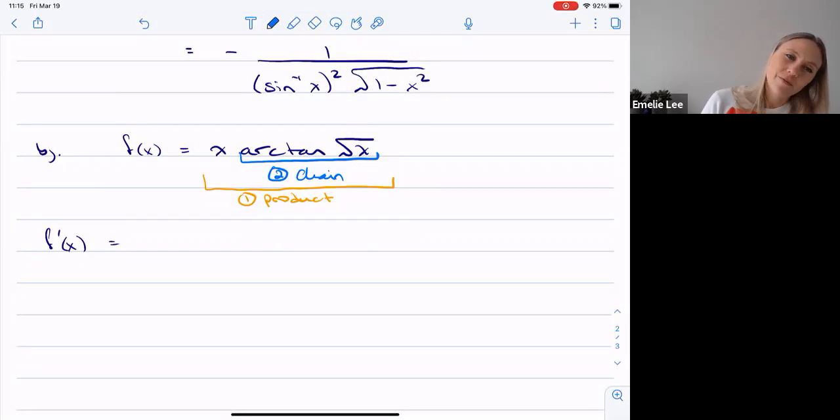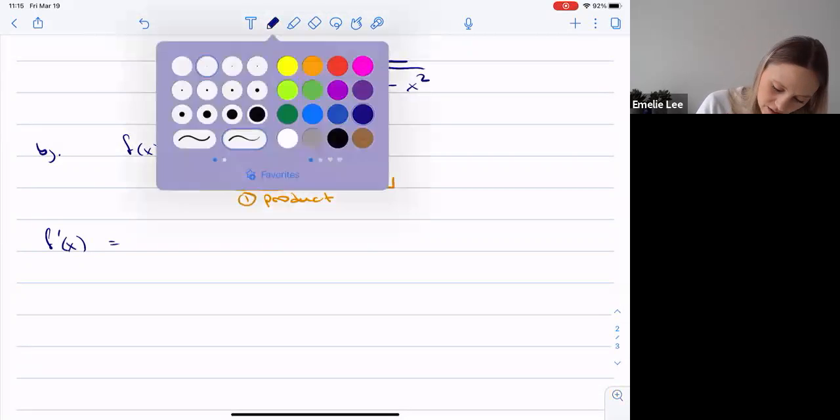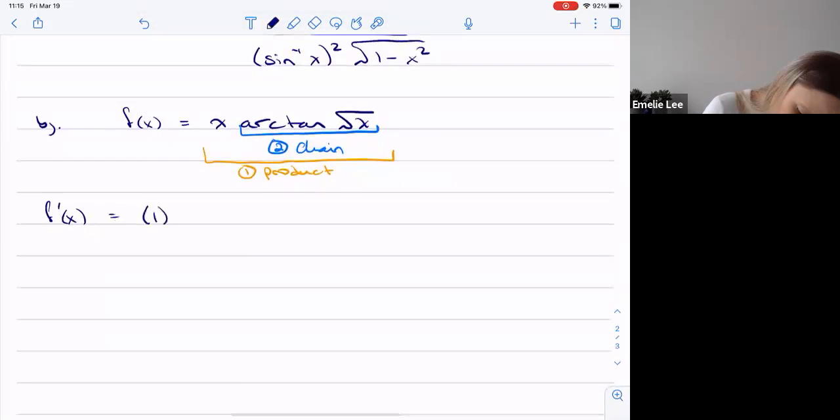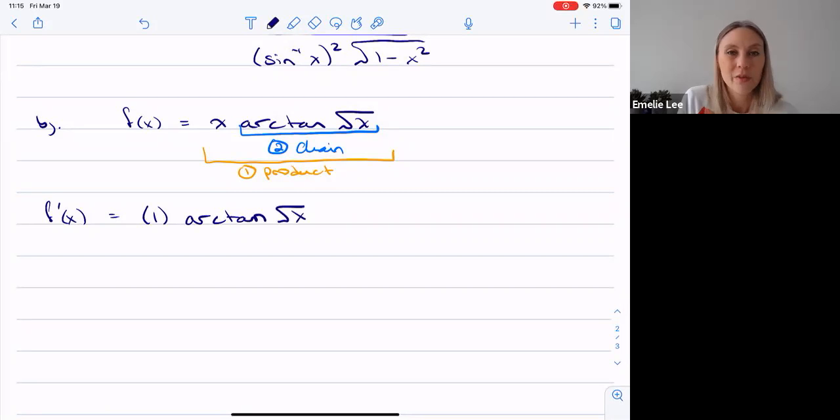So my first term in the product is x, and the derivative of x is just 1. So I'll do 1 times the second function, which is just arctan root x. The product rule we add, right? So plus, now I hold the first function steady, so x times the derivative of arctan of root x.